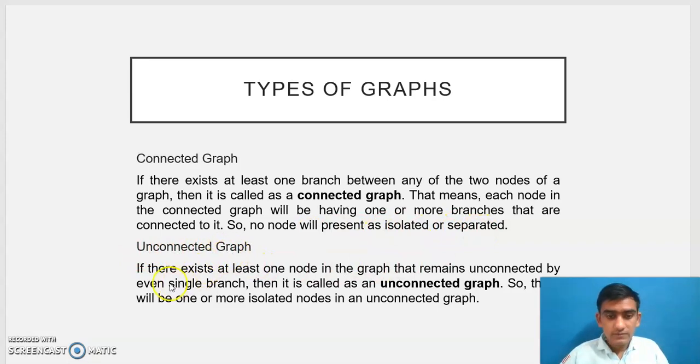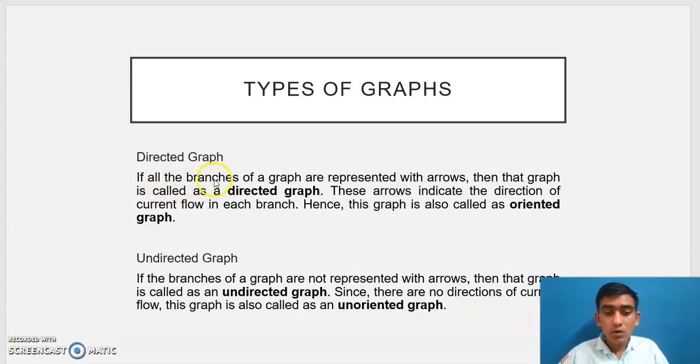Next, unconnected graph. If there exists at least one node in the graph that remains unconnected by even a single branch, then it is called an unconnected graph. So there will be one or more isolated nodes in an unconnected graph. Directed graph. If all the branches of a graph are present with arrows, then this is called a directed graph because it will show the direction of current flow in each branch.